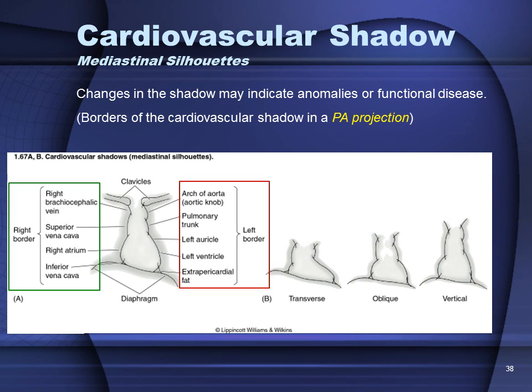Now, you notice that the right ventricle is not listed as part of the border, and that's because the way the heart is situated within the mediastinal cavity of the thorax is such that the anterior surface of the heart is mostly made up of the right ventricle. And then depending upon how the patient is oriented and the beam goes through the body, this may also change the way the borders of the silhouette appear.